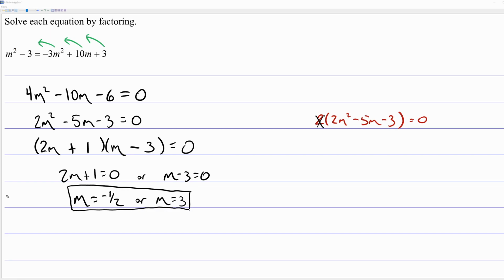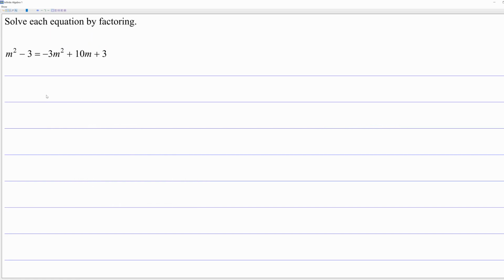If you already know how to factor, then solving quadratics by factoring, you pretty much already know how to do it. It's not any more difficult than just factoring, because factoring is the hardest step. Now, I am going to show you one more example, because this one is very often messed up, so it's useful to keep in mind.